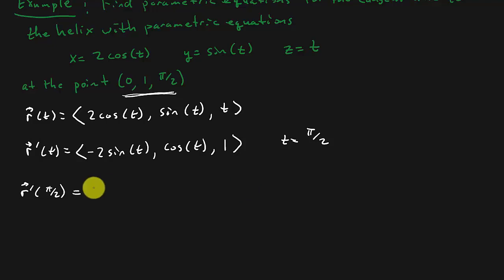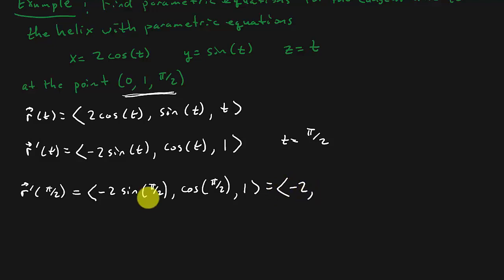That is going to be, let's see, negative 2 times the sine of pi over 2 times the cosine of pi over 2, and then 1. And so that is going to be negative 2. Sine of pi over 2 is 1. Cosine of pi over 2 is 0. And then this is just 1. All right. So what do we have here?